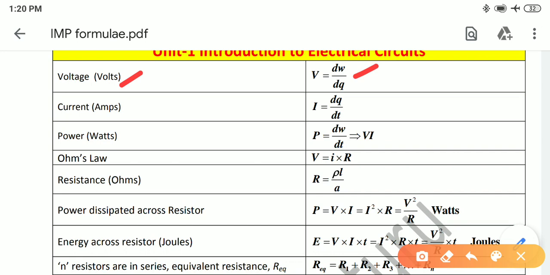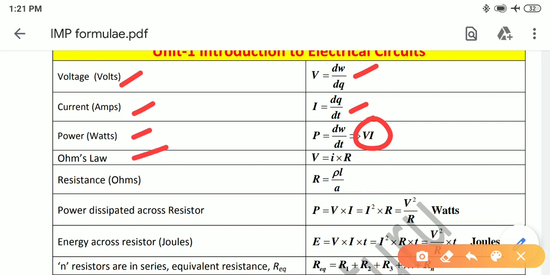Next, current. Current is defined as the rate of flow of charge or the flow of electrons. Therefore, it is given as I is equal to dq by dt, and the unit for current is amperes. Next, the formula for power is dw by dt, so the rate of work done. This power is called physical power, whereas P is equal to VI is called electrical power. The unit for power is watts or kilowatts.